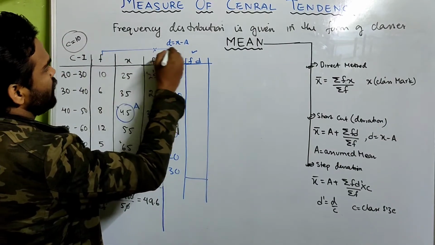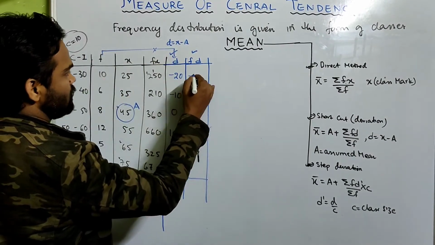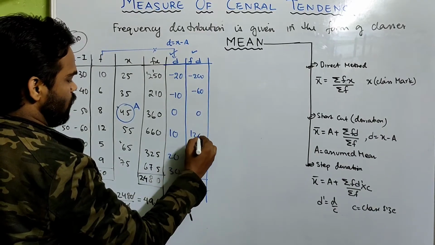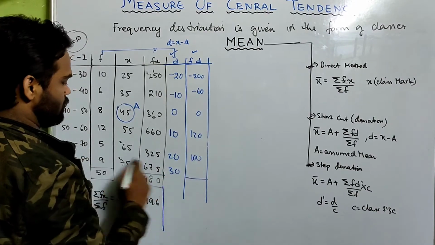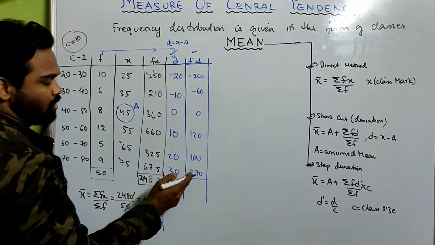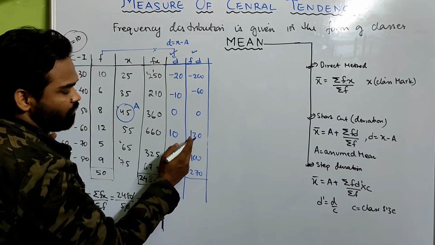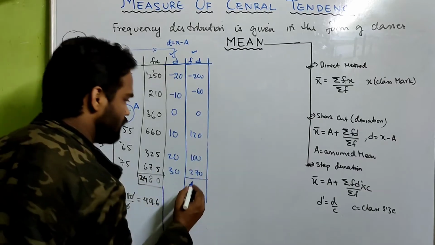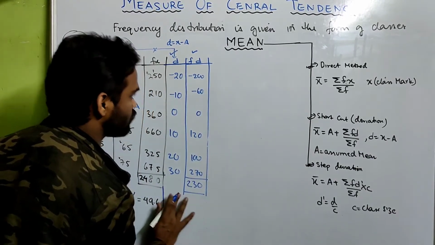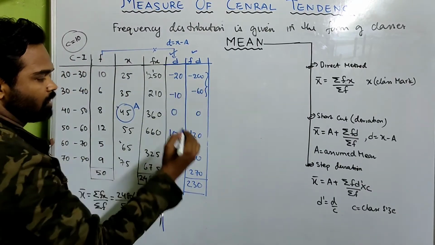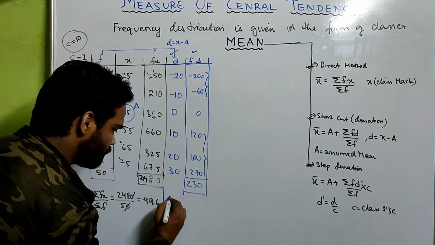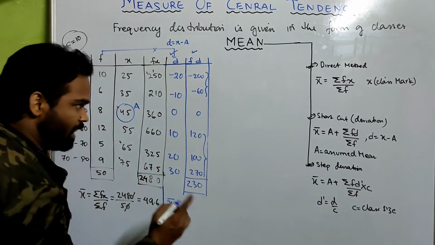F multiplied by D. So that's minus 200, minus 60, 0, 120, 100 and this is 270. So minus 260 and this is 270, 370, 490. So over here 230 will be left, isn't it? When you solve this, these two are negative, all these are positive, so when you add them you get 230.